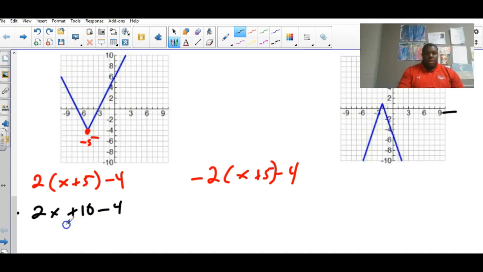Minus 4. And then we simplify, combining like terms. Well, 10 minus 4 is 6. So 2x plus 6. 10 minus 4 is 6. So 2x plus 6, okay?